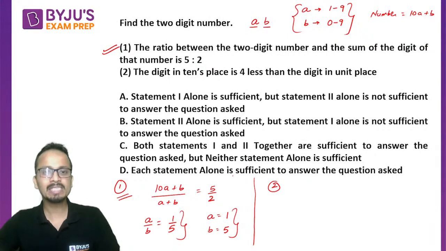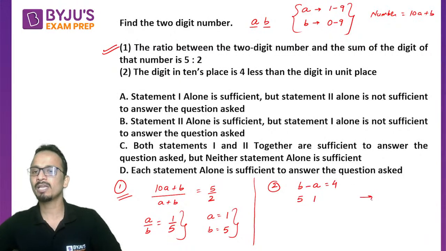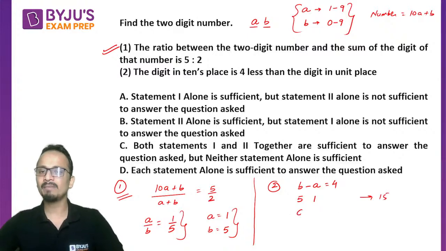Right. So using statement 2 alone, the digit at the tens place is 4 less than the digit at the units place. So units place B minus the digit at the tens place is equal to 4. The difference between these two is 4. So I can say that the number can be 5, 1. So B can be 5, A can be 1. So the number can be 15. It can be 6, 2.